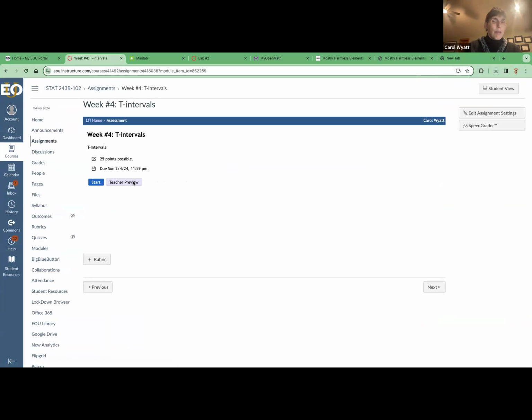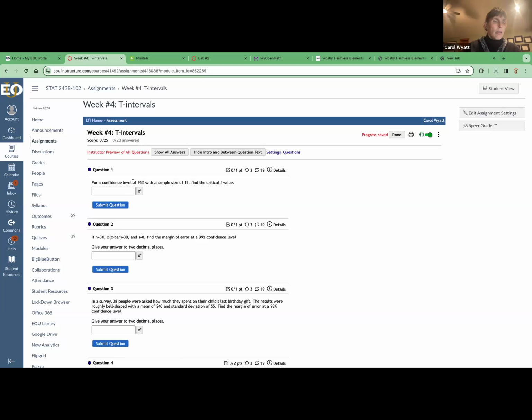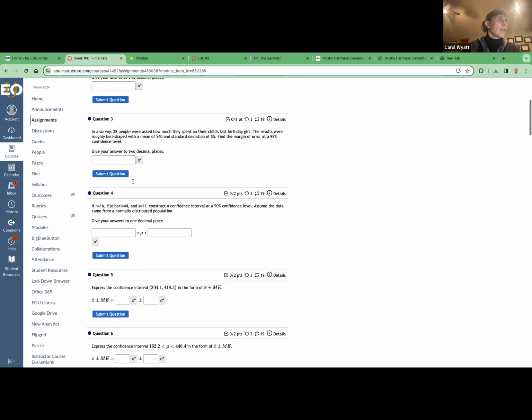All right, so these questions, 3, 5, 6, 16, and 20. So in a survey, 28 people were asked how much they spent on their child's birthday gift. The results were roughly bell-shaped with a mean of $40 and a standard deviation of 5. Find the margin of error at 98% confidence level.